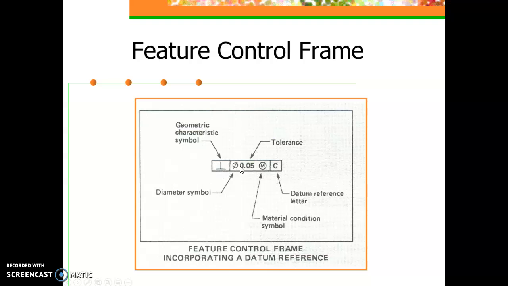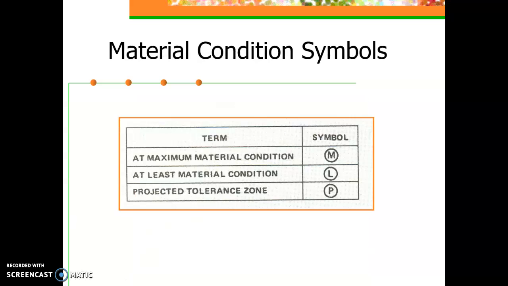In addition to the symbol and the numerical value, and a symbol like this indicating the material condition, you may also see a letter added onto the end of the box indicating a datum that is being referenced. And I think this will become clearer when we look at some specific examples. In addition to that maximum material condition symbol, we also have least material condition or projected tolerance zone: M, L, and P in circles. That's what those three things stand for.